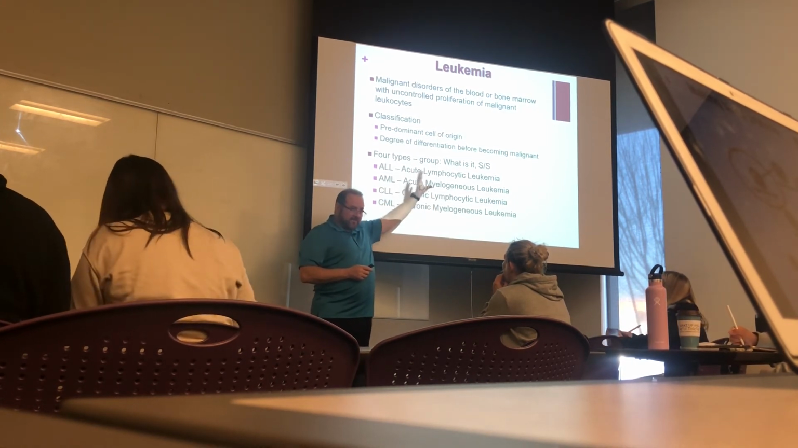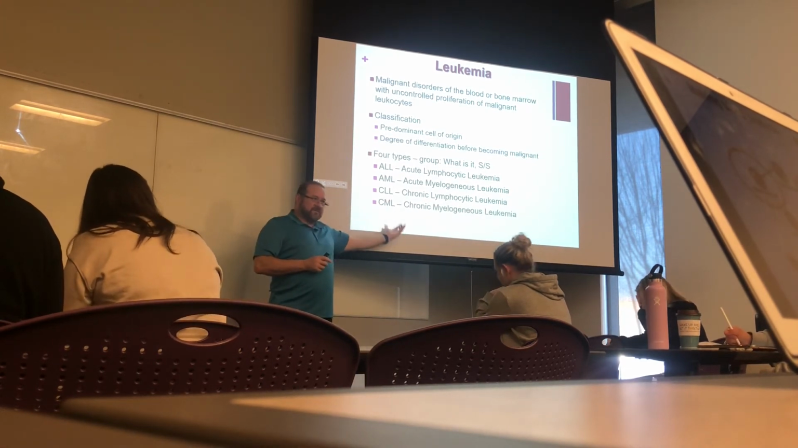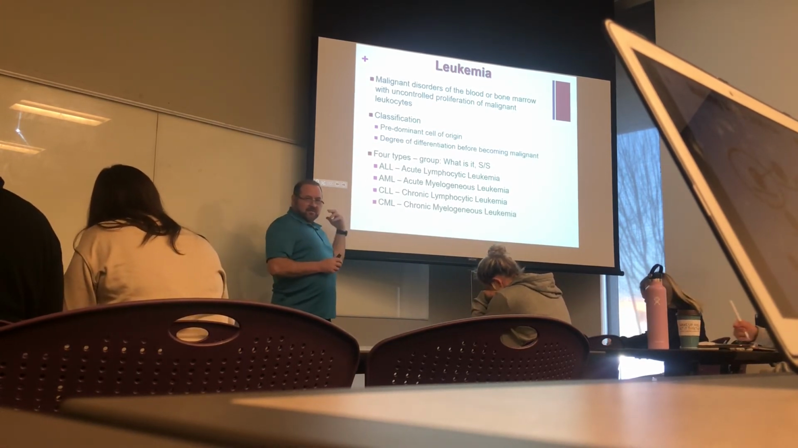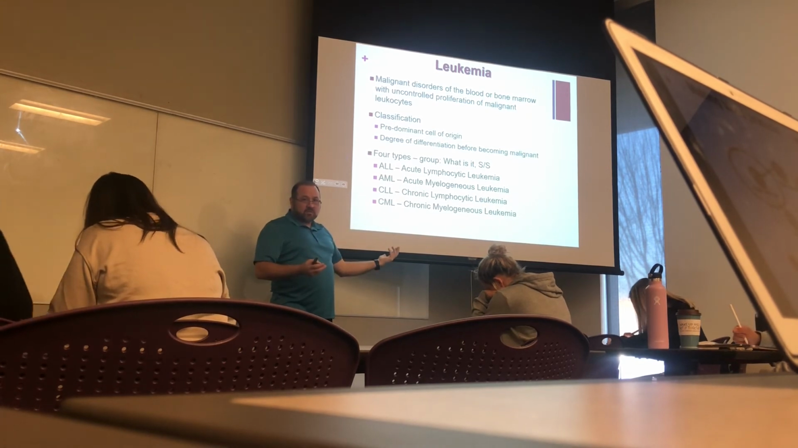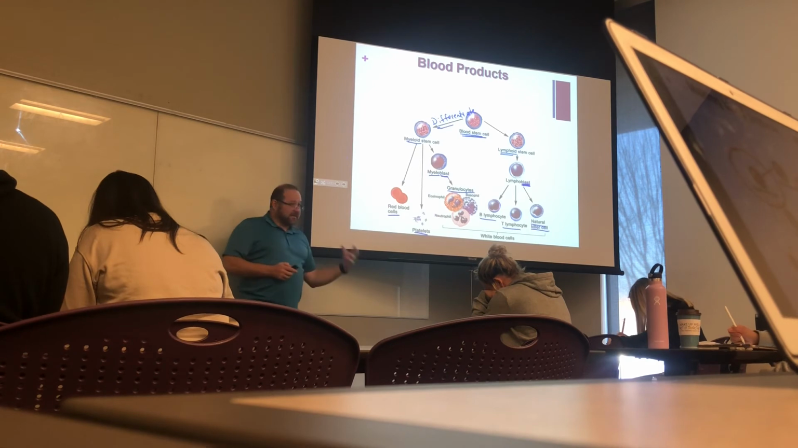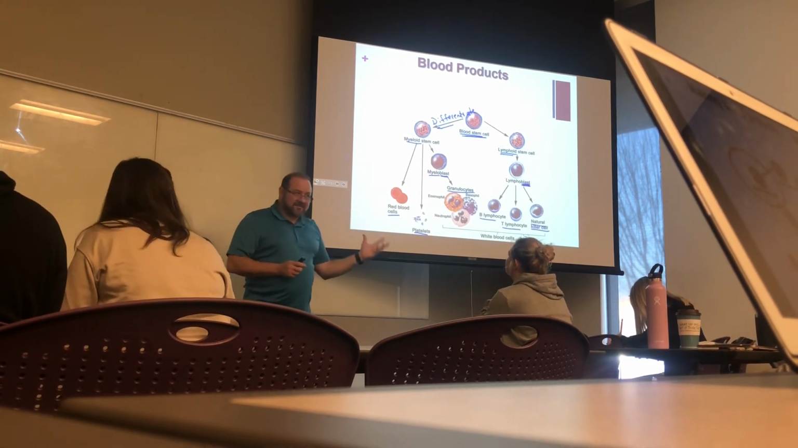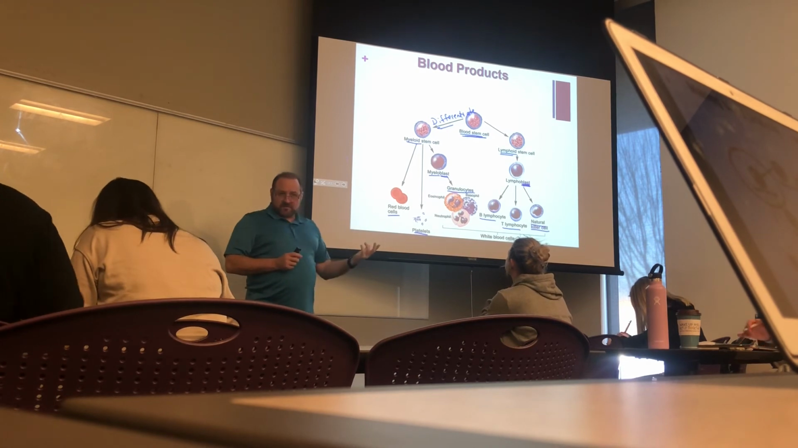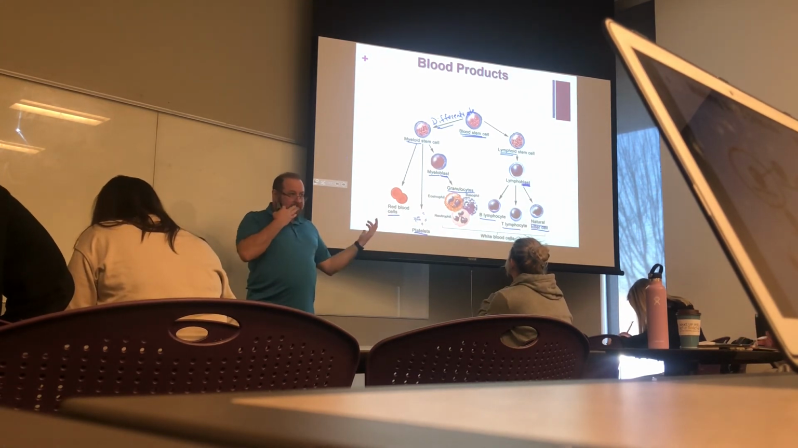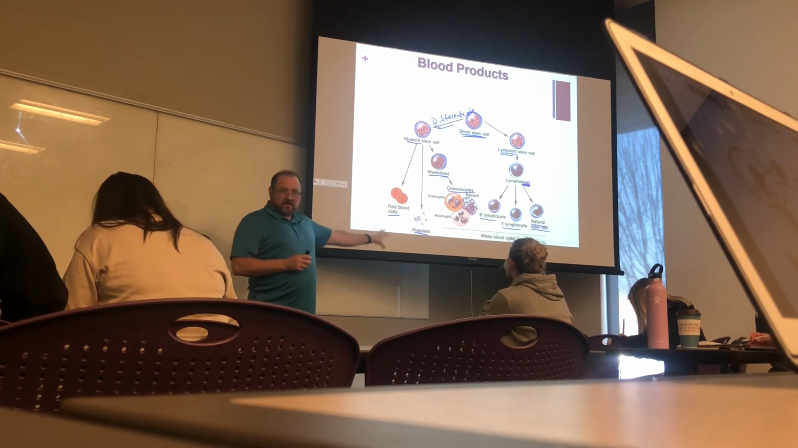Okay, so again, back to that blood thing. It's either acute or chronic, and it's either the lymph side that's messed up or the myeloid side that's messed up. Cool? Okay, so we'll look at each one of these and find out a little more about it, but if you have this in mind, you can predict the signs and symptoms of these things based on just understanding the basics of how blood is made, right?